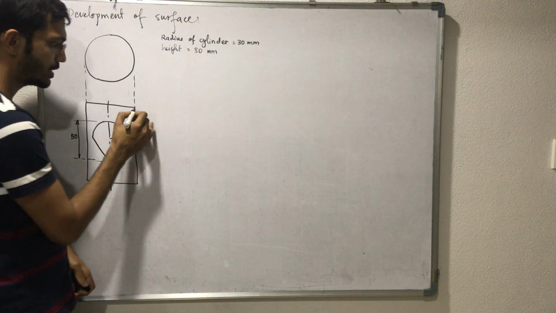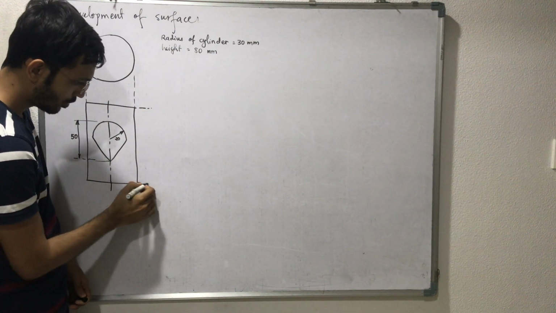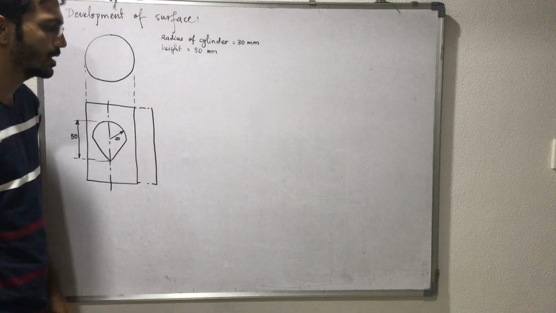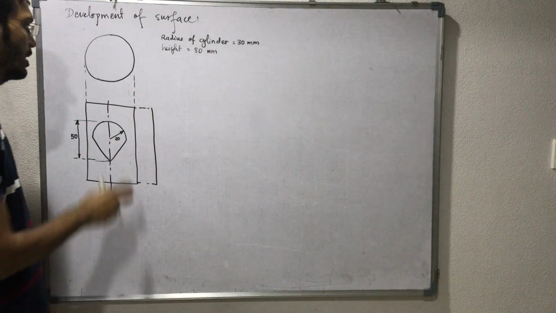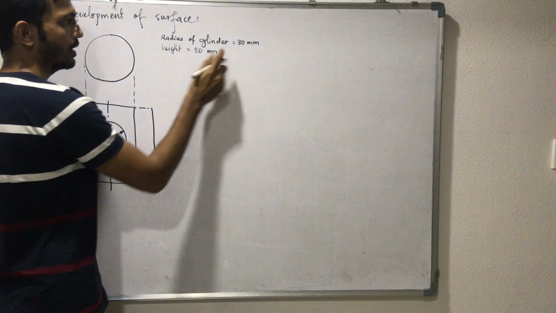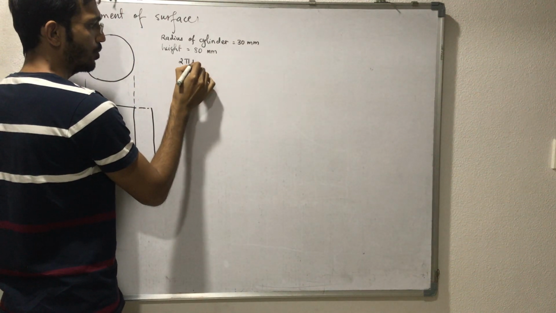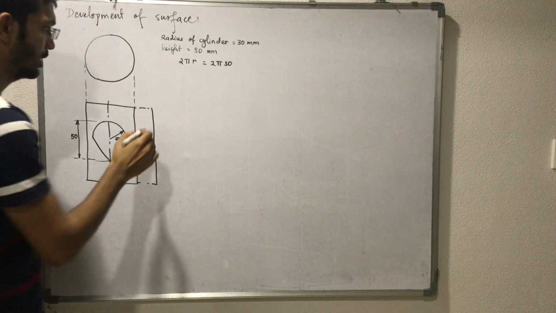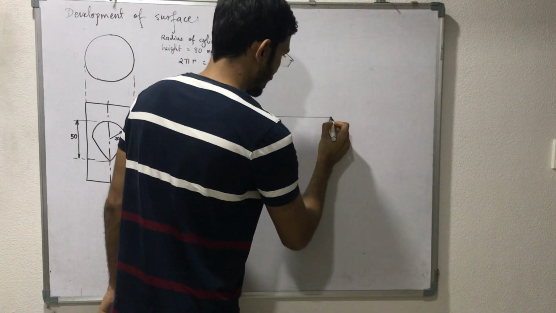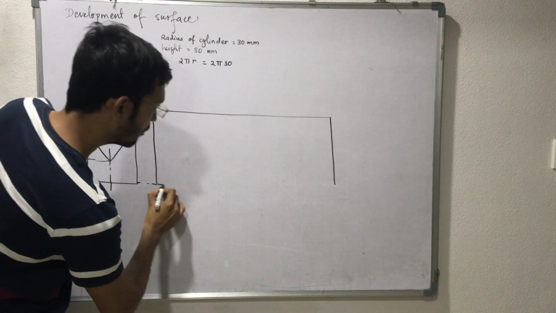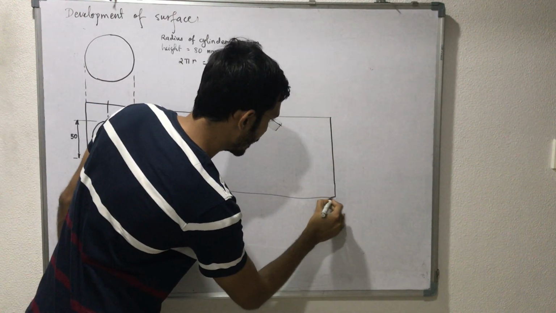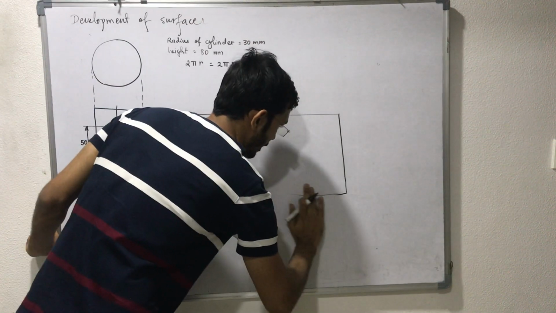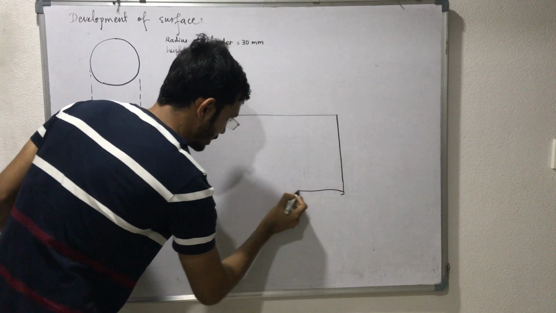So to develop, first we will take the true length of height. Let's say I want to start with this line, so afterwards I will draw the development. And the periphery of this circle, radius 30 mm, so I will use 2 pi r, 2 pi into 30, the total length. So say this one is the total length, that is equal to 2 pi into 30. So this one is the development of the surface.